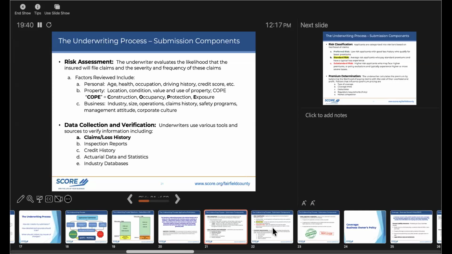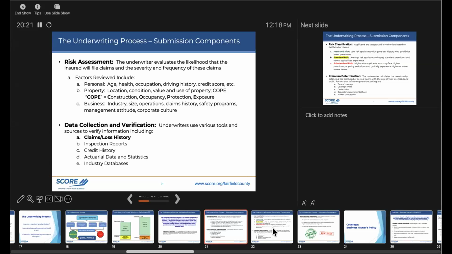So we use COPE. Construction: is it wood, brick, cinder block? Occupancy: who's in the building with you? Do you have a fireworks manufacturer along with you, or do you have just a floral shop next to you? Protection: is it sprinklered? And are there other protections involved? Is the building fire resistant? And exposure: what is around you? Is there a dynamite factory within 100 yards of you? Is there a chemical plant within half a mile of you? So those are the kinds of things they're looking for.